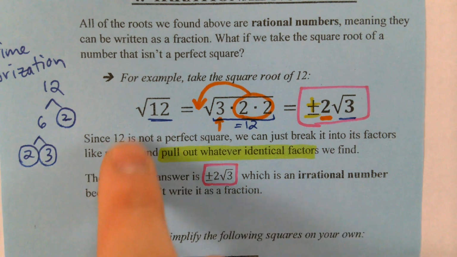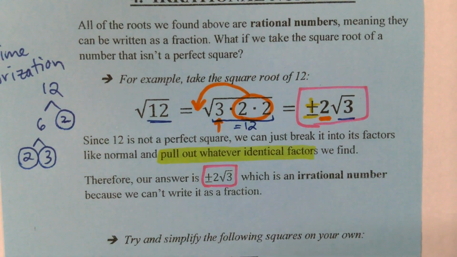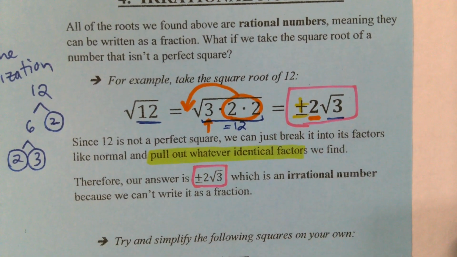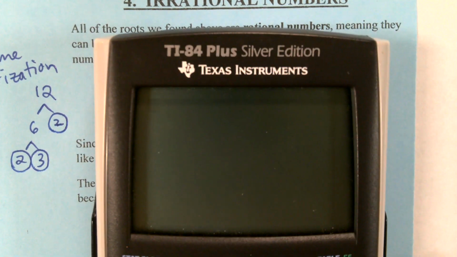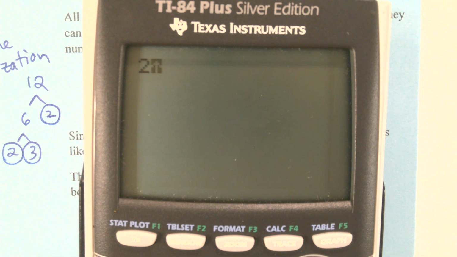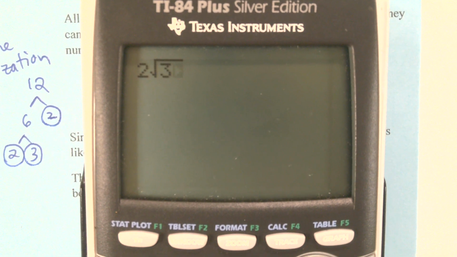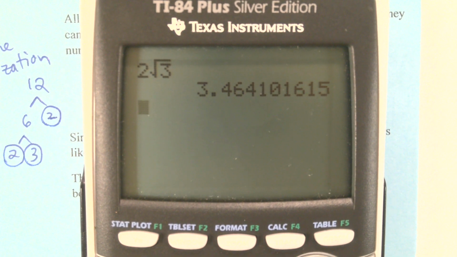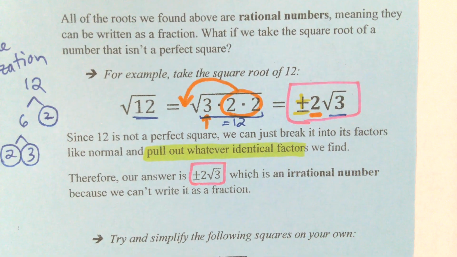So, the square root of 12, right? I said it's in between the perfect squares of 9 and 16. So that means that this number should be somewhere in between the numbers 3 and 4. Let's see what happens when we put it into our calculator. 2 times the square root of 3. I predicted it should be somewhere in between 3 and 4, and that's exactly where it is. 3.46, blah, blah, blah, doesn't matter, right? So this is going to come in handy when we look at the next note sheet, but let's just finish out this one first.